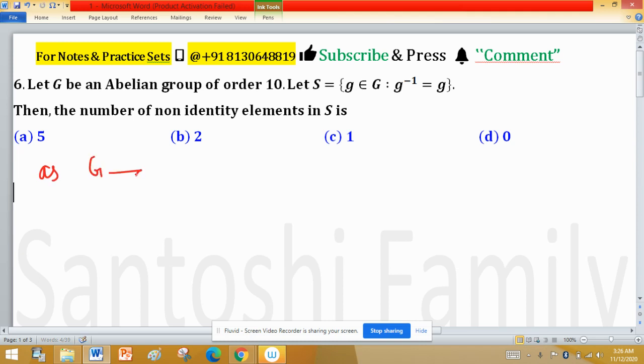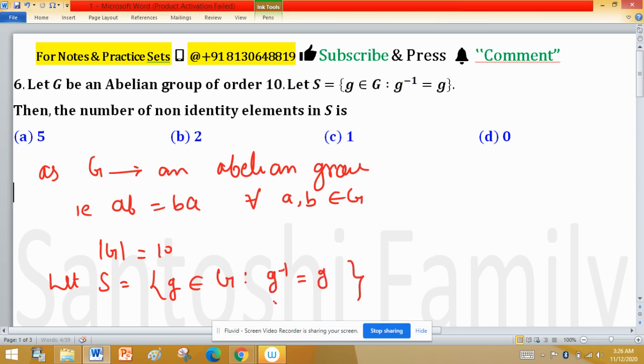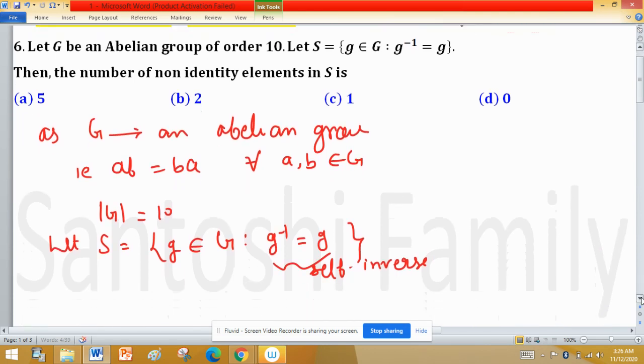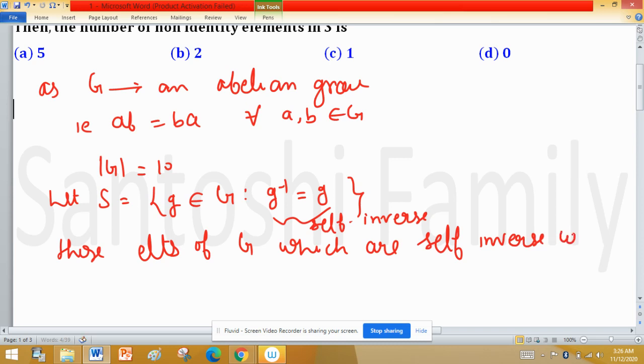G is an abelian group, that is, ab equals ba for all a, b belonging to G, and the order of G equals 10. Let S be a set whose elements come from G such that g inverse equals g. It means self-inverse, that is, those elements of G which are self-inverse will belong to S.